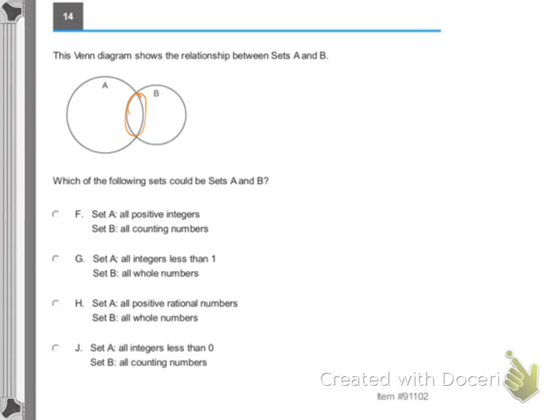G. Set A, all integers less than 0. I said 0. All integers less than 1. So that would be like 0 and then -1, -2, -3. Set B, all whole numbers, so that would be 0, 1, 2, 3. So do they have something in common? Well, yeah, they do. They have this, oops, I didn't mean to erase it. They have the 0 in common. All right, so that would work. So the answer here is G.